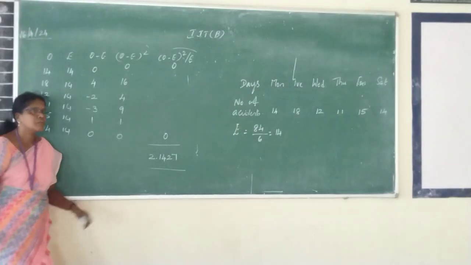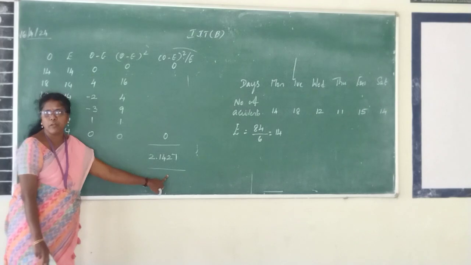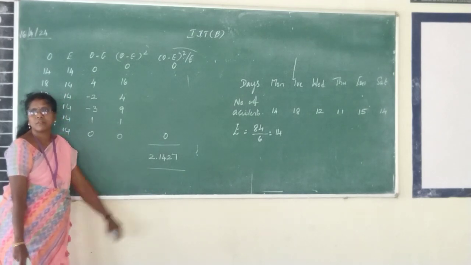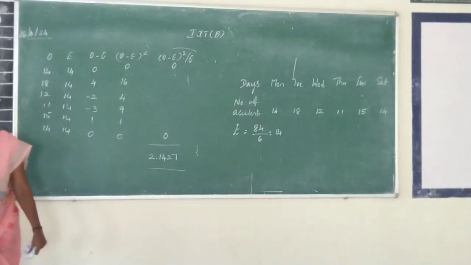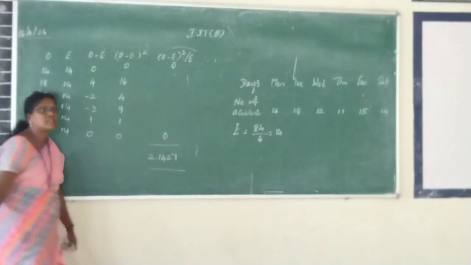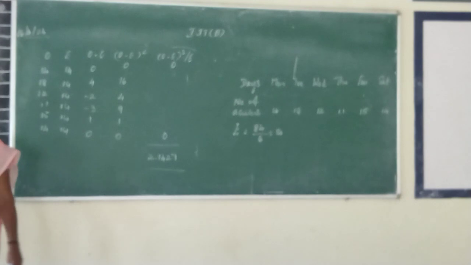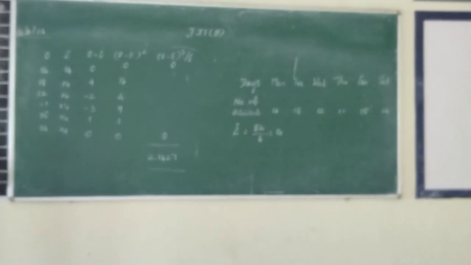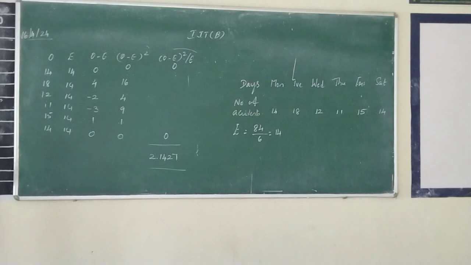2.14. Exactly 2.14. 2.1427. Check whether you have done the approximations everywhere to a minimum of 3 decimal places. So write 2.1427. Shall we proceed?